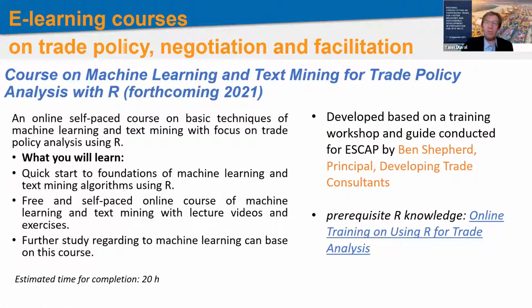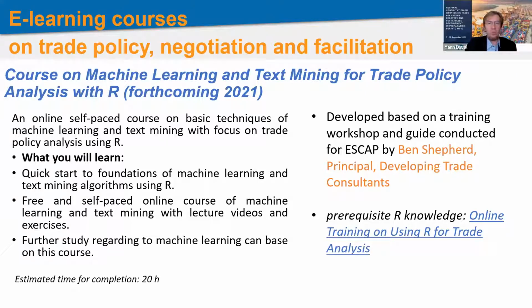So we're rolling out quite a number of courses related to using R because, again, there's quite strong demand for this because it's open source software and it's very powerful. So the next one that is coming up is a course on machine learning and text mining for trade policy analysis with R. So this is coming up hopefully before the end of the year. This is developed in collaboration with Ben Shepherd, who has been doing a lot of the training on gravity models for ARTNeT and for ESCAP over the years. So this is very useful material, a useful course.